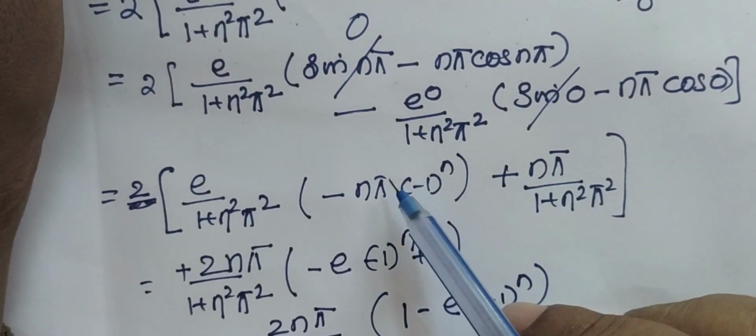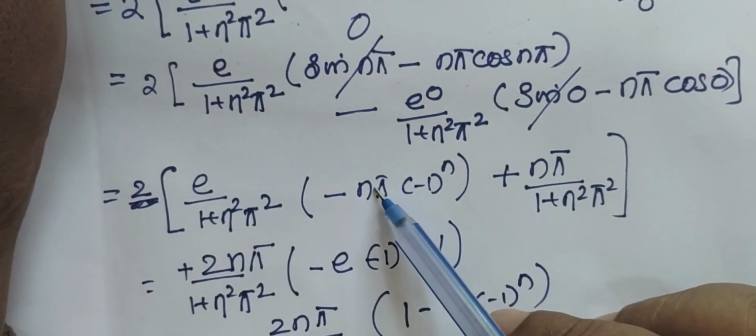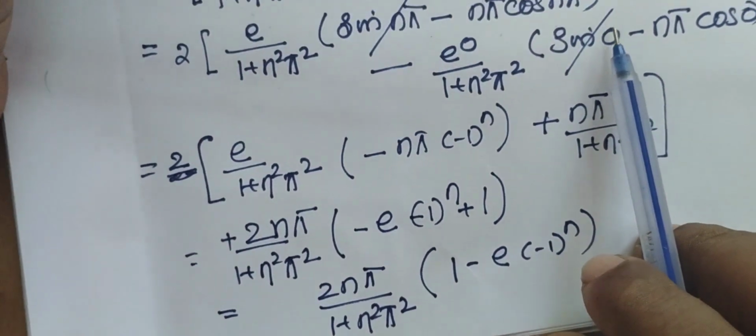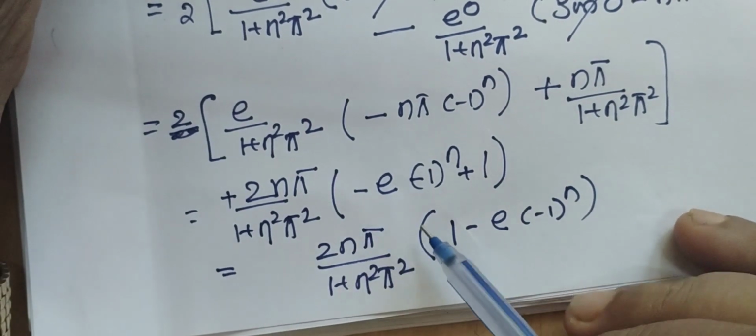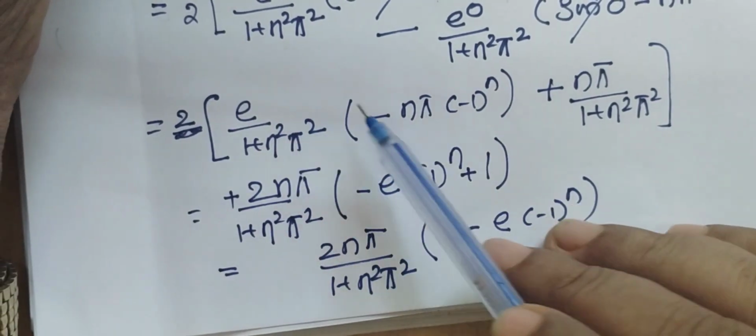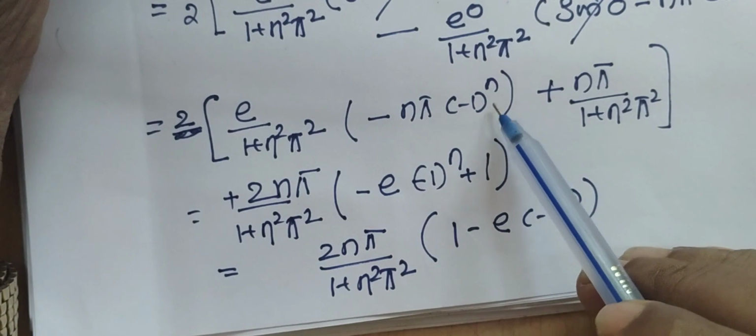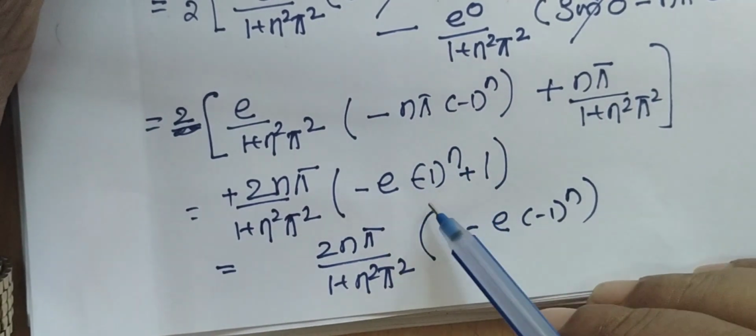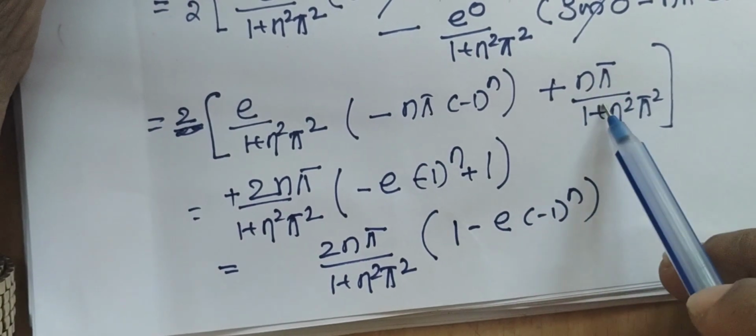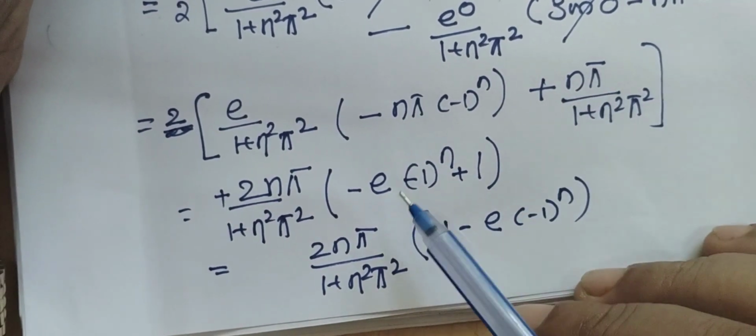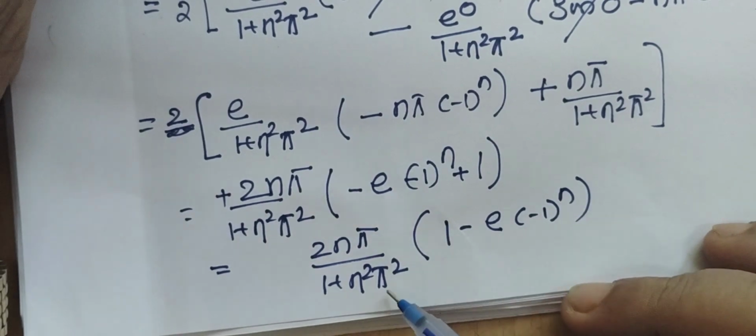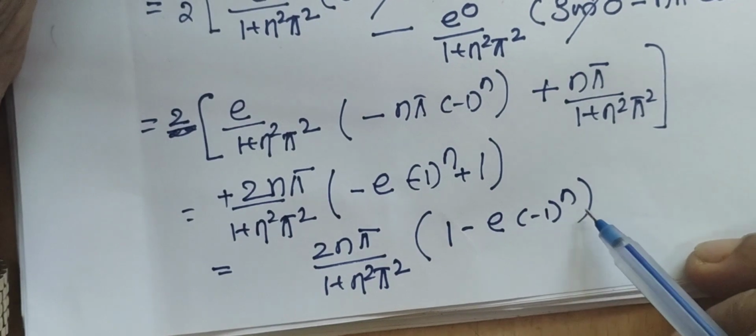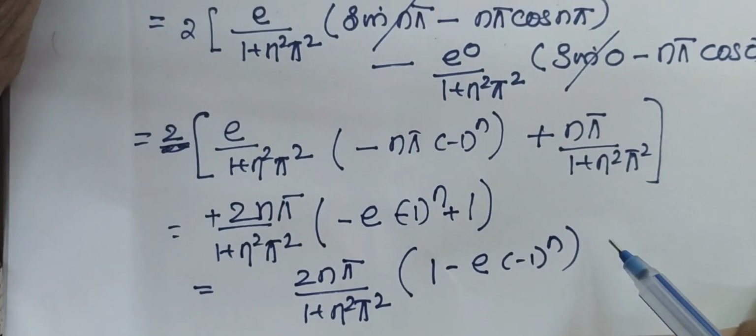Now here n pi is a common factor. Also the denominator, that is 1 plus n square pi square, is common for both terms. So what remains is 1, and e into minus 1 raised to n. So 1 minus e into minus 1 raised to n. Then here the whole factor we take as common. So our answer is 2n pi by 1 plus n square pi square into 1 minus e into minus 1 raised to n. So this is the value for bn.